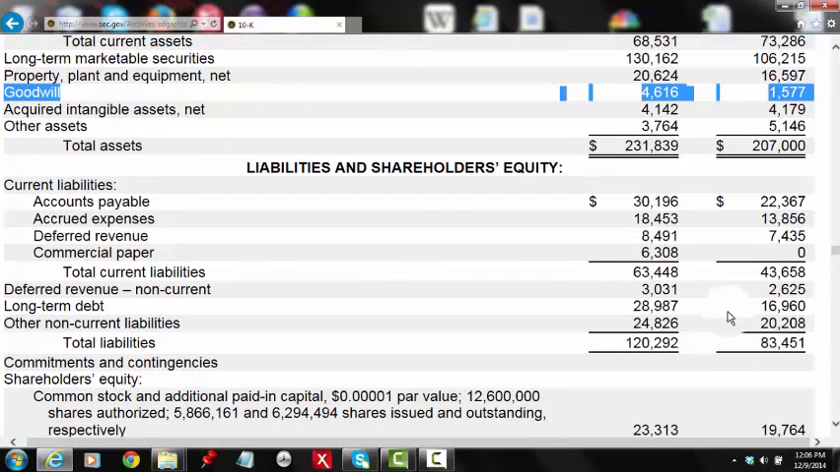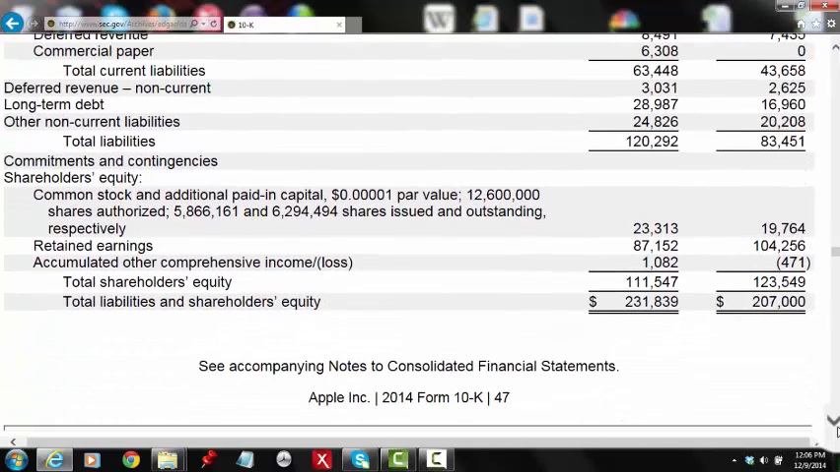Like the company's long-term debt is about $30 billion it has taken, even though it has cash, because it doesn't want to bring back the cash to US. So if it has to spend in US, it has to take debt. And so the total book value is about $111 billion.